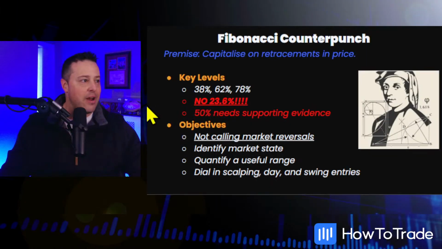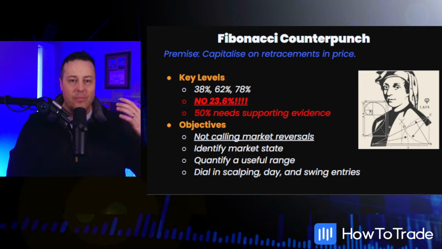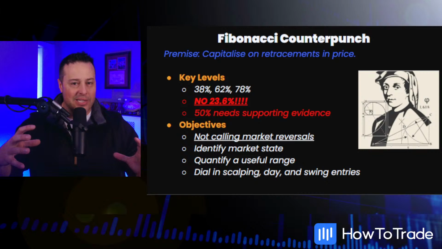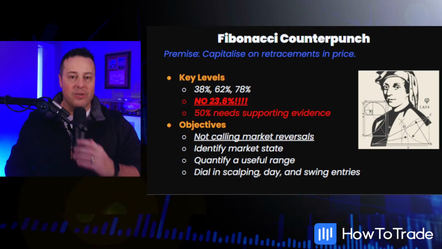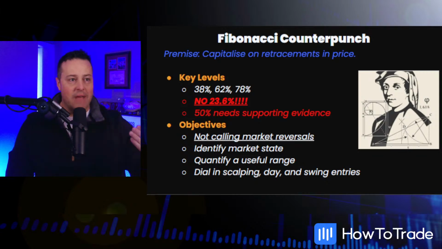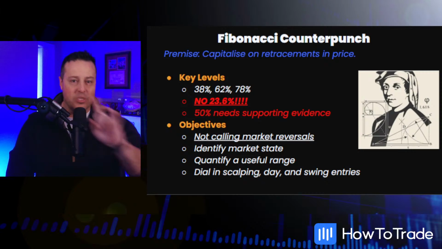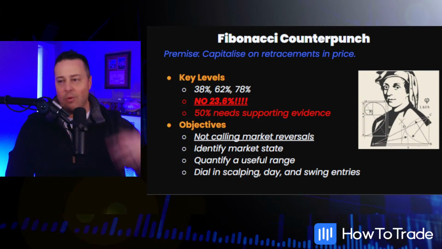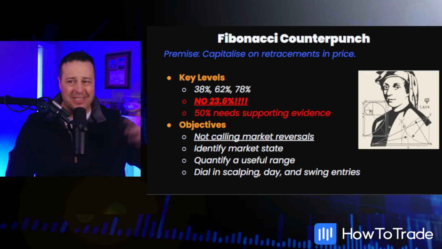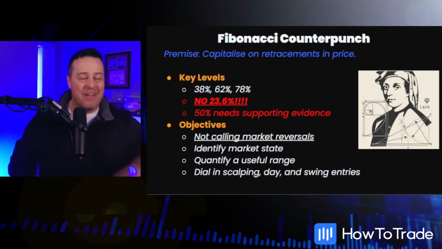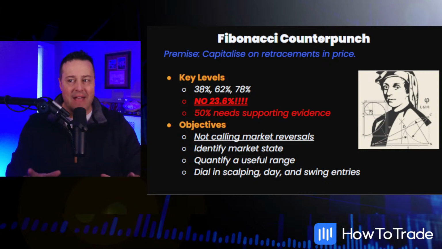So right here, we're going to talk Fibonacci counterpunch. This is my own personal strategy. We're going to use Fibonacci retracements to identify trading ranges, draw our support and resistance levels, and trade off of that. Key levels, 38%, 62, and 78. Those are my tradable levels. I don't trade 21s. I don't trade 50s. I'm not interested in any of that. Or 23.6, whatever. It's not even on my charts.